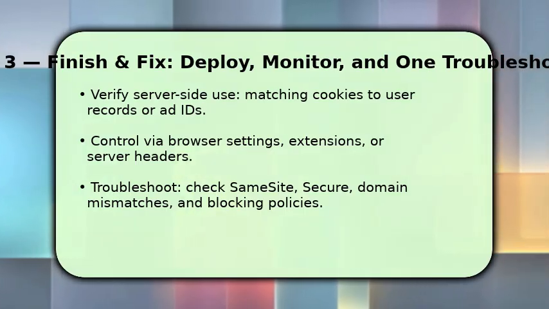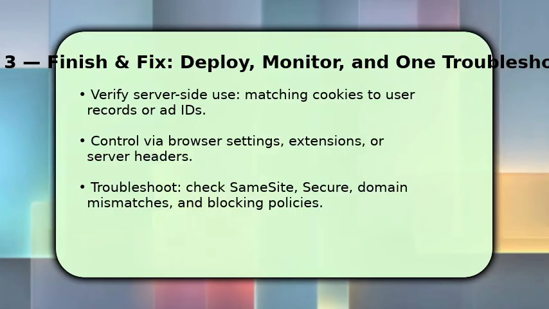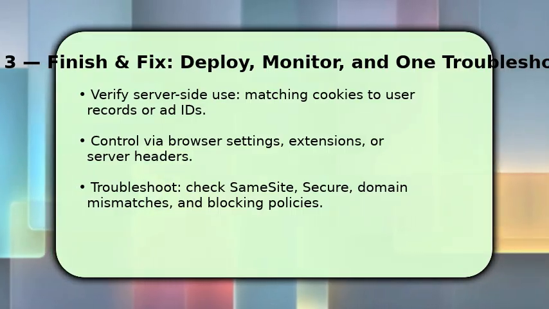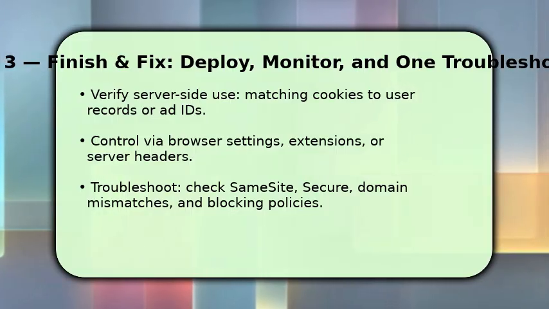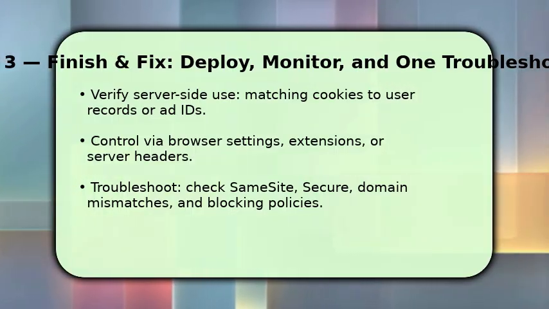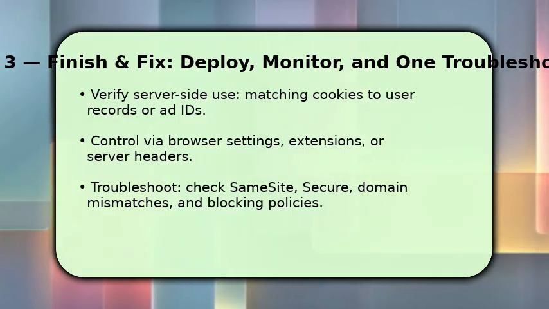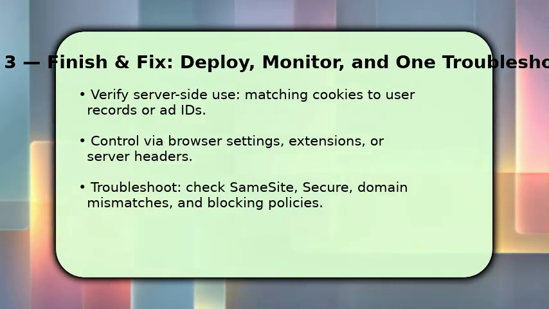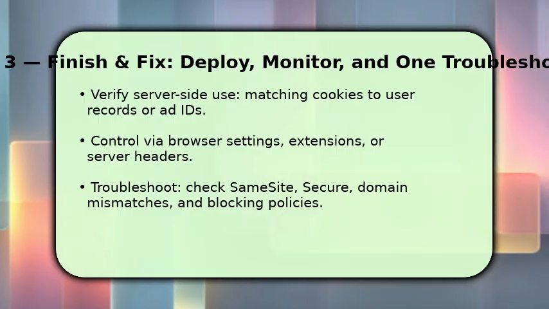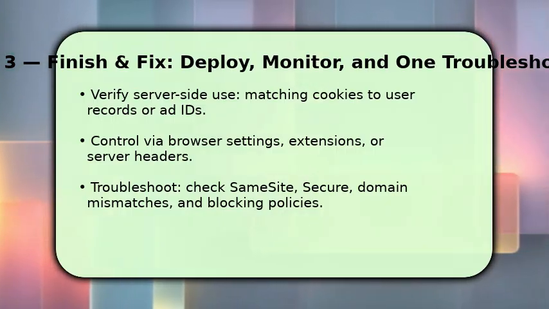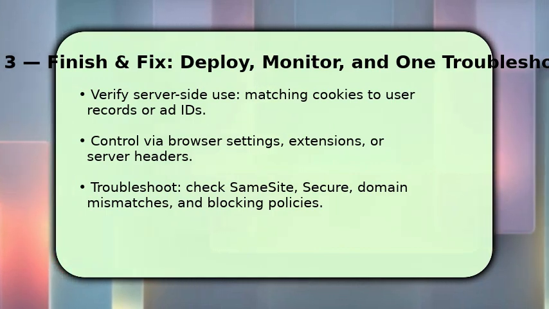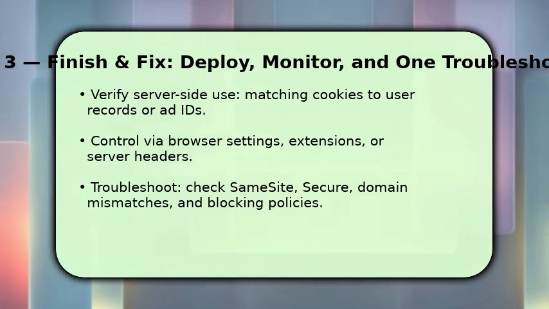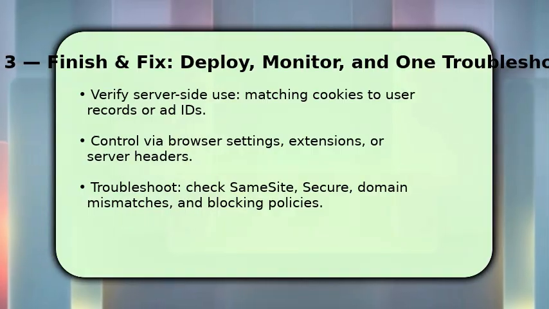You finish by confirming what the third party does with the cookie. Match it to user profiles, log events, or serve ads. Understand why persistence matters for tracking. Then make changes. Modify cookie attributes or block domains in the browser to stop cross-site sending, and update server logic if needed. If things fail, check the same site and secure flags, domain/path mismatches, and whether the browser or an extension is blocking third-party cookies. That troubleshooting tip fixes most problems quickly.